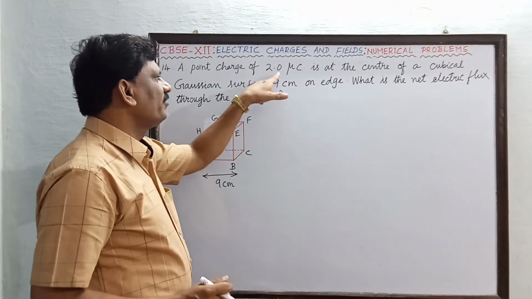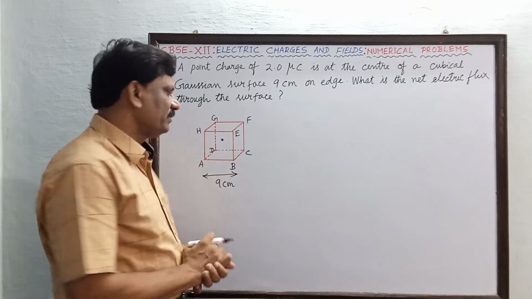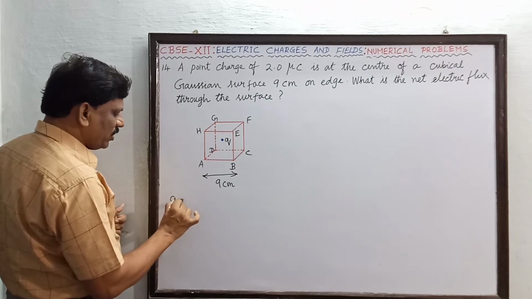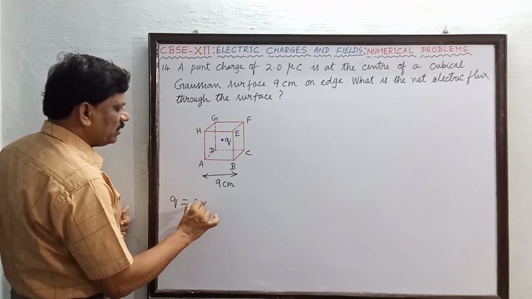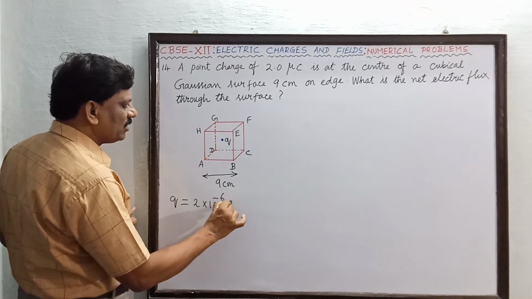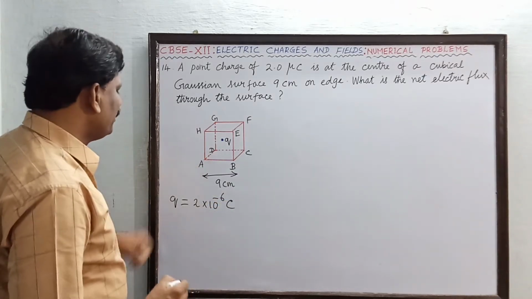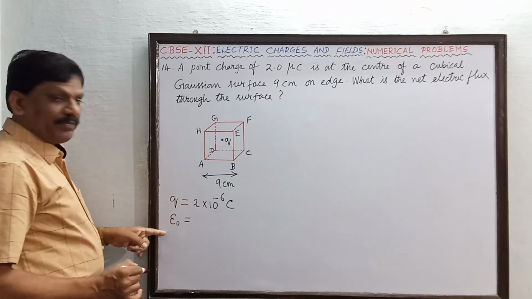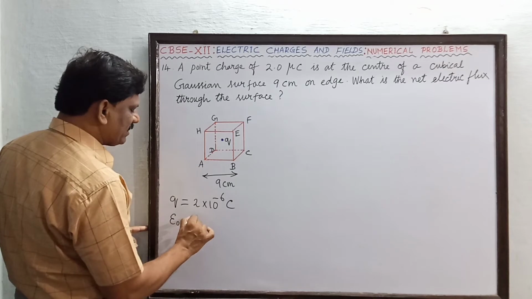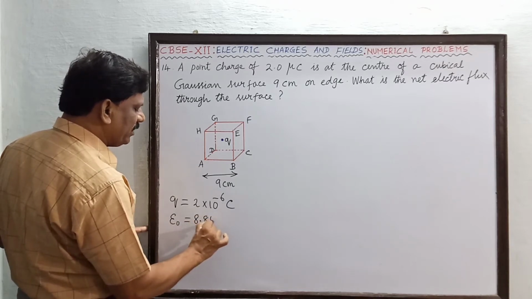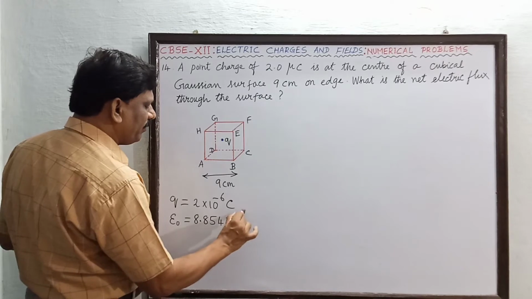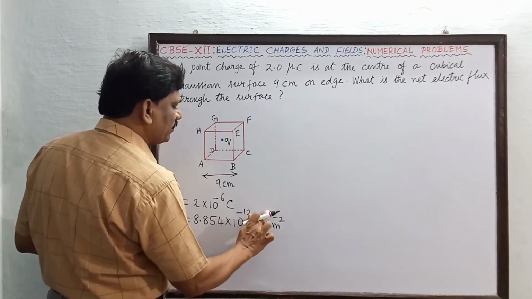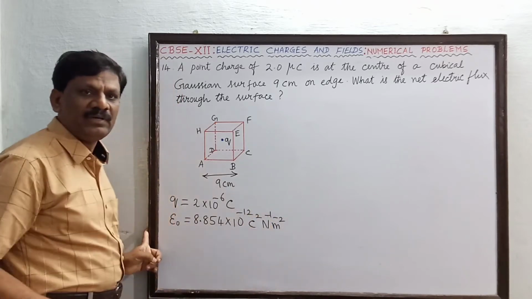So there is a charge of 2 microcoulomb. It's a positive charge. So this is the charge Q. It is given as Q is equal to 2 into 10 to the power of minus 6 coulomb. And the medium is assumed to be air or vacuum. Therefore, the permittivity of free space is taken as epsilon naught is equal to 8.854 into 10 power minus 12 coulomb square per Newton meter square.